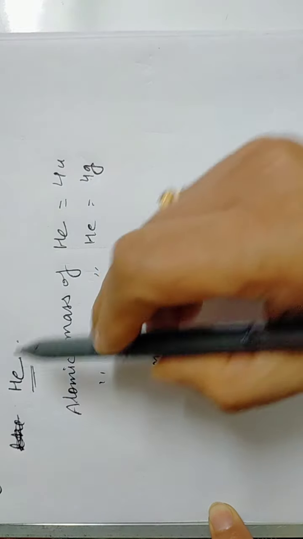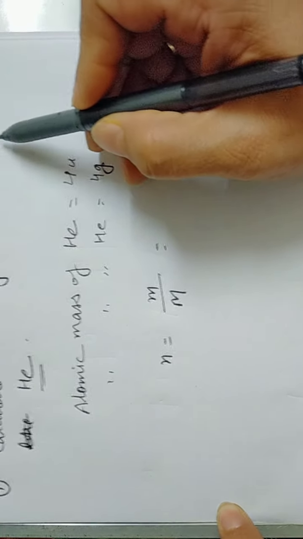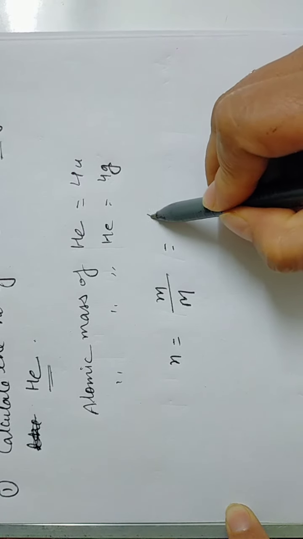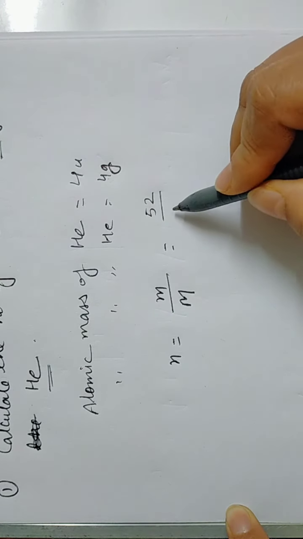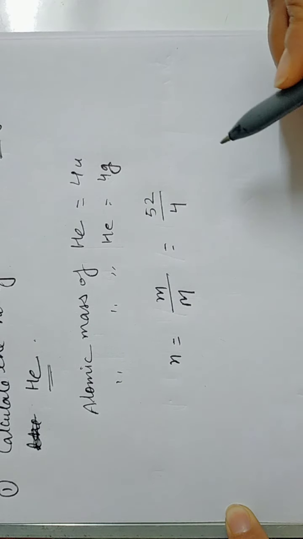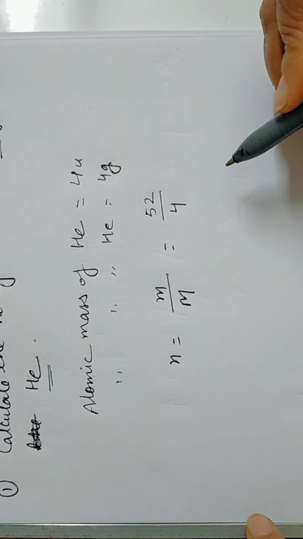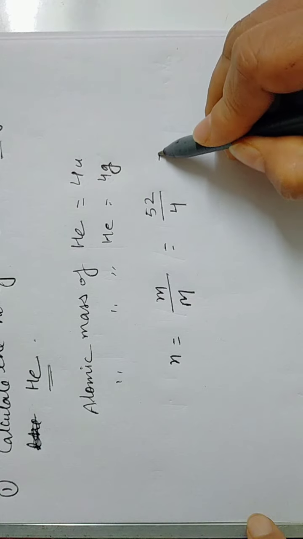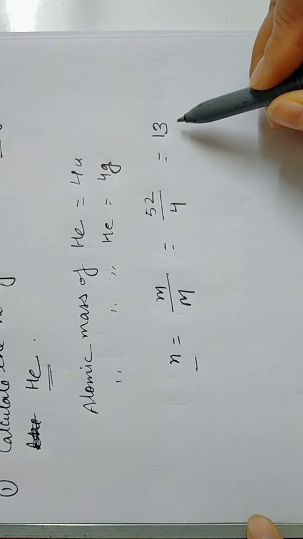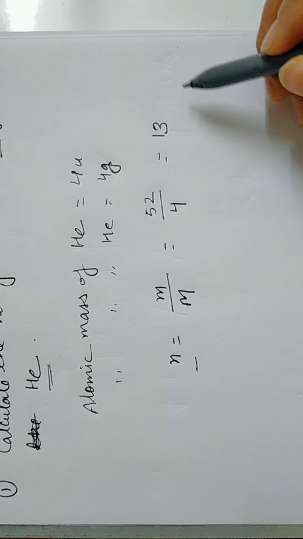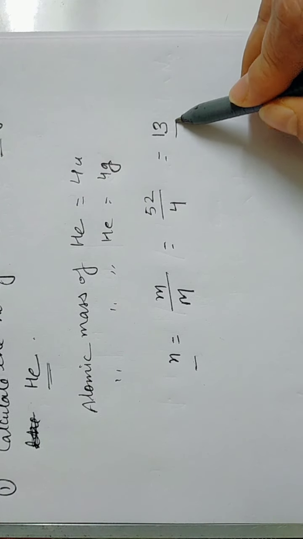So now put the values. What is the given mass in the question? That is 52 gram. So put the value here, 52. And what is the molar mass? That is 4. Now solve it, you will get 13. So the number of moles in 52 gram of helium is 13.